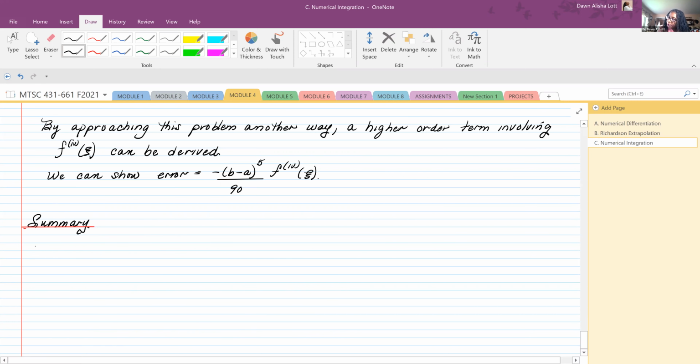So for the trapezoidal rule, the integral from a to b of f of x dx is equal to (b minus a) over 2 times f of a plus f of b plus f of a.